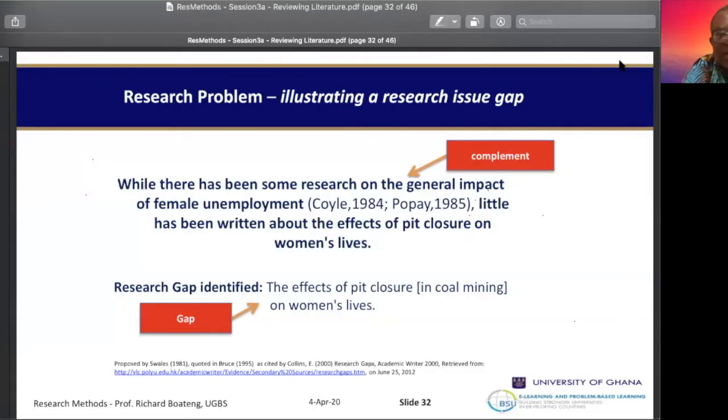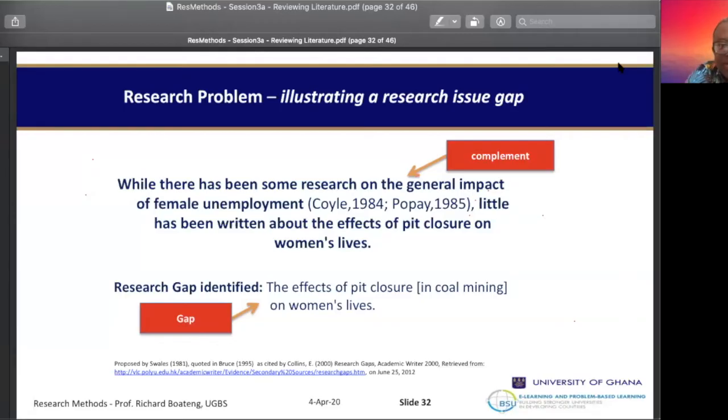Let's look at another example. We just finished the one on triggers of entrepreneurship among creative consumers. Now let's look at a different example. This is about unemployment. So let's look at how the person conceptualizes the research gap. While there has been some research on the general impact of female unemployment, little research has been written on the effect of pit closure on women's lives.